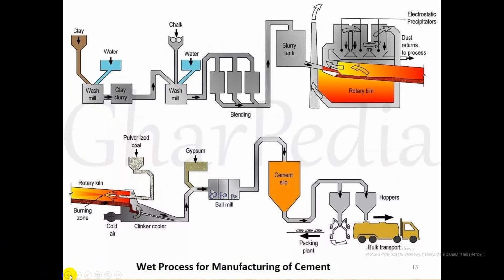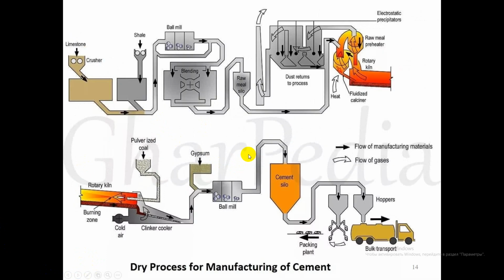The procedure of the wet process is basically the same as the dry process, which can be divided into 3 stages: raw material preparation, clinker calcination, and cement grinding. All of these stages were covered earlier and we mentioned them before.